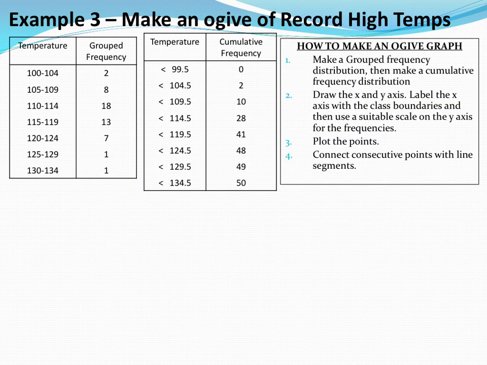So let's go ahead and do an example. Let's make an ogive of the record high temps. So here is our grouped frequency distribution. This is our grouped one, and that's our first step. We've already done that. Then we need to make a cumulative.